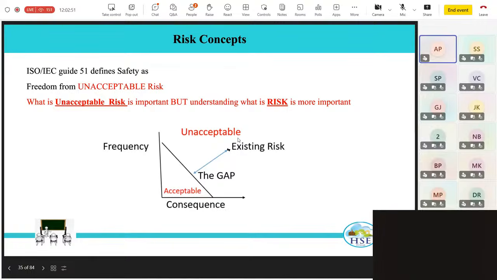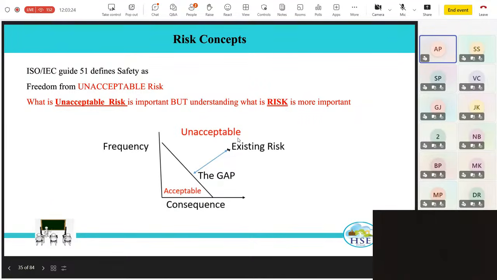Frequency means, if an accident is going to happen, at what frequency? Whether it will happen every day or once in a week or once in a year or once in 10 years. What is the likely frequency of that accident? And consequence is how big it will be. Whether it will result in a small fire, or an explosion, or a huge fire. Depending on that, you define the consequence.